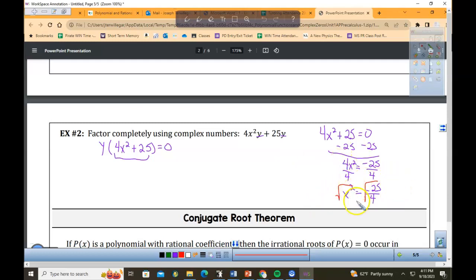Now, what's the square root of a negative 1? An i, right? Oh, don't forget your plus minus too, right? What's the square root of 25? 5. Square root of 4 is 2. So I get plus minus 5 halves i.